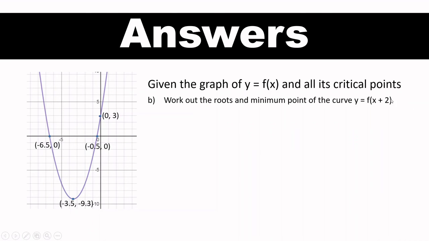By adding 2 inside the brackets, that's going to affect my x-coordinates. But remember, my x never does what I expect it to. It's affecting it in the opposite way that I would expect. Rather than my x-coordinates getting 2 higher, they'll go 2 lower. That's a horizontal translation, 2 units to the left.